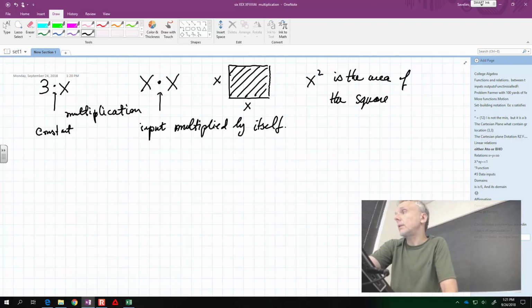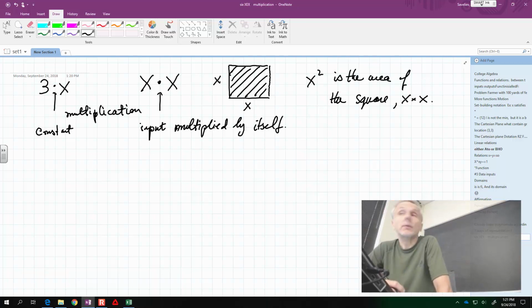What square? X by x squared. So two sides of the square is x by x, and the area is x squared. Okay, so that's the geometric meaning of x squared. Okay, so why do we care?